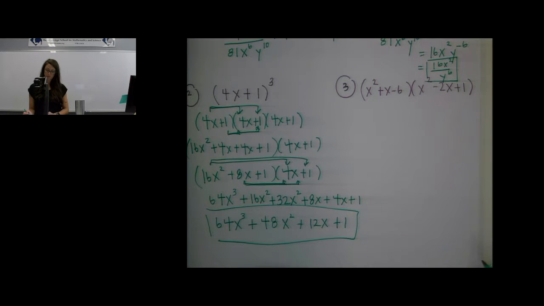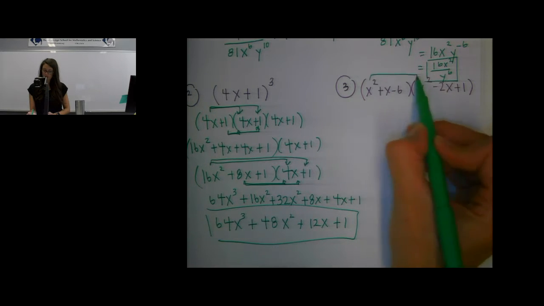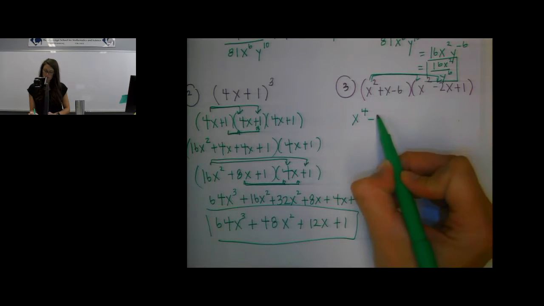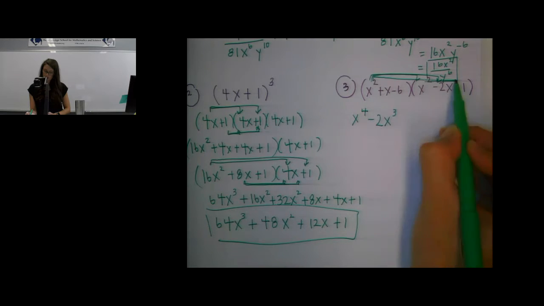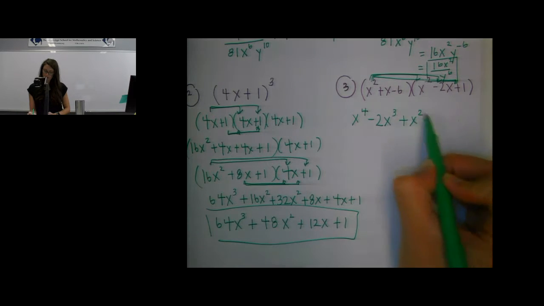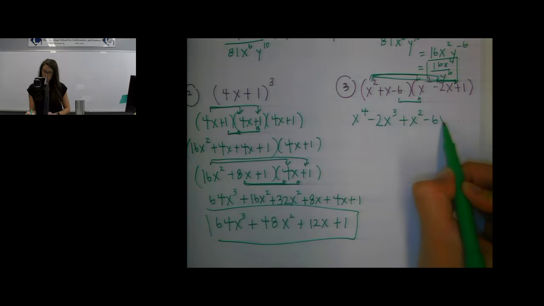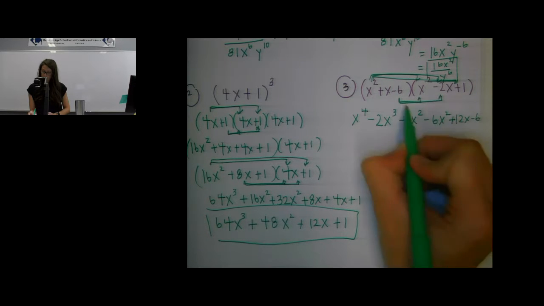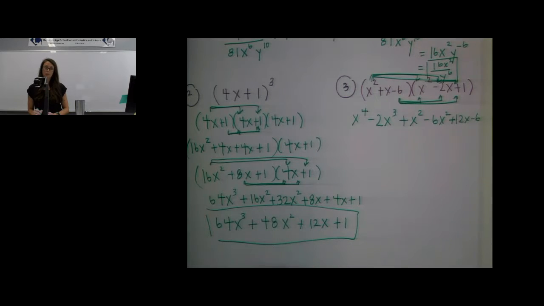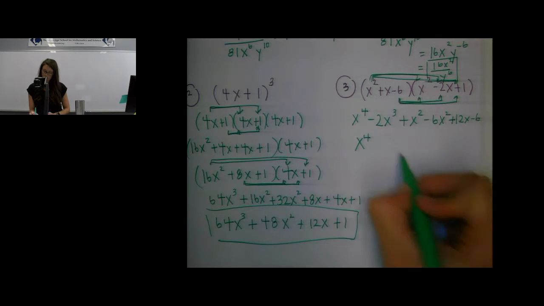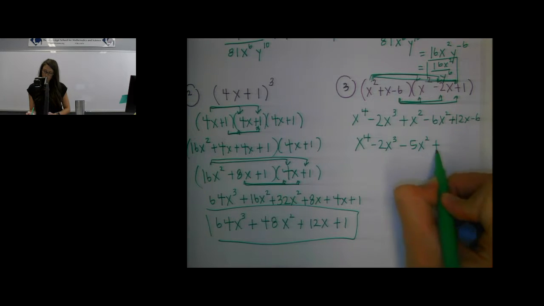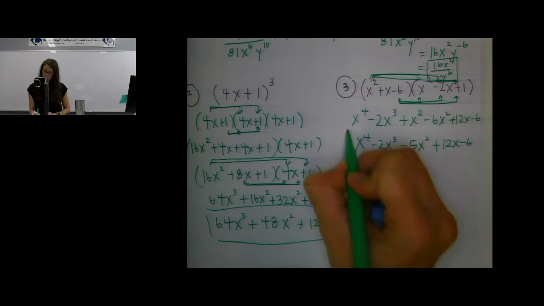Okay. All right, and then this one, so we'll have x squared times x squared, which is x to the 4th. x squared times negative 2x is negative 2x cubed. x squared times 1 is x squared. Negative 6 times x squared is negative 6x squared. Negative 6 times negative 2x is positive 12x. And then negative 6 times 1 is negative 6. So we'll have x to the 4th minus 2x cubed minus 5x squared plus 12x minus 6.